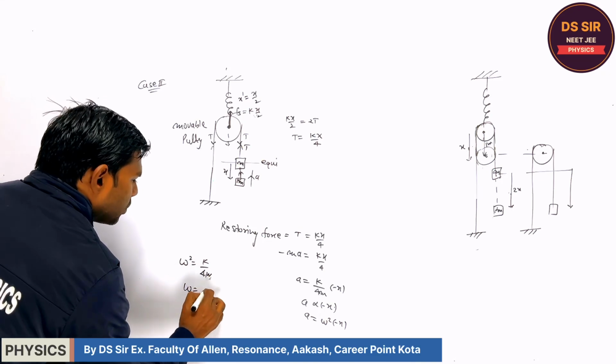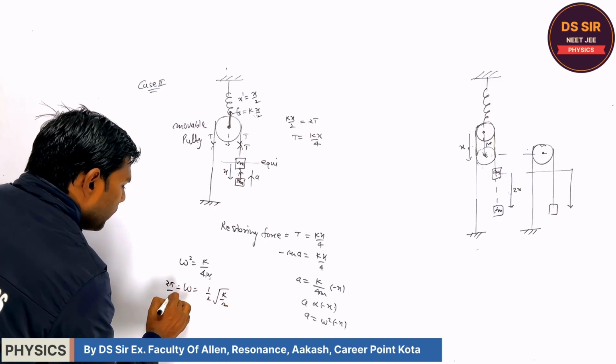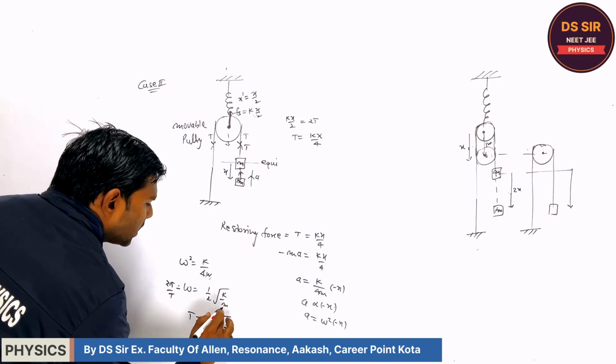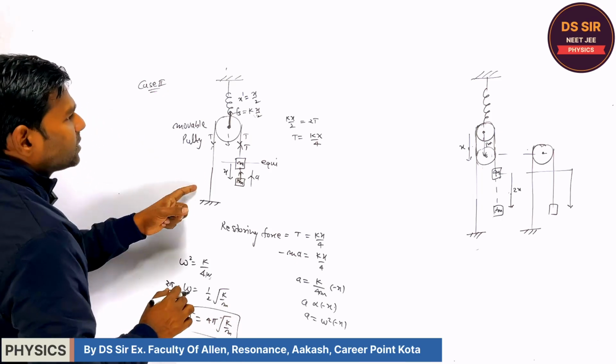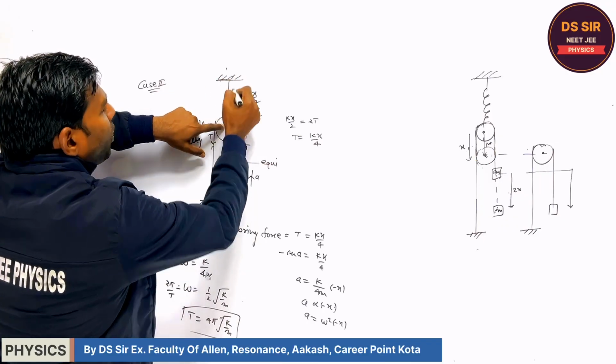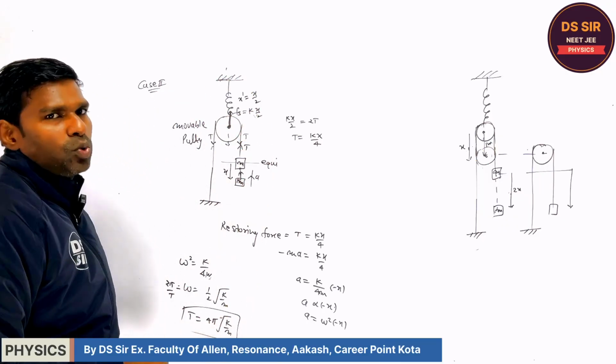Fine. Omega is equal to 1 by 2 root k by m is equal to 2 pi by T, and T is equal to 4 pi root m by k. Is it clear or not? So in this case, when the spring is connected between the pulley and this point, the time period of oscillation will be 4 pi root m by k.